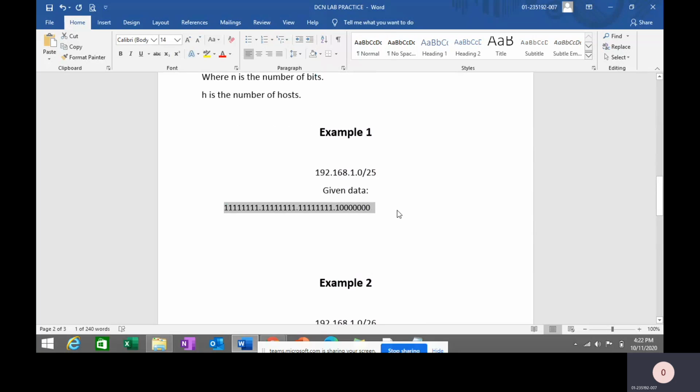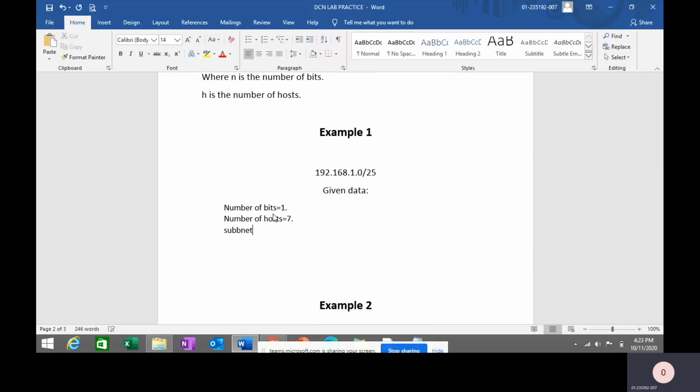Now what I need to further check, I will go to the problem and you will be able to understand it easily. So first of all, I need to know the number of bits, that is 1. And the second one is the number of hosts, that I earlier mentioned is 7. Then what I need to check is what are the subnets.